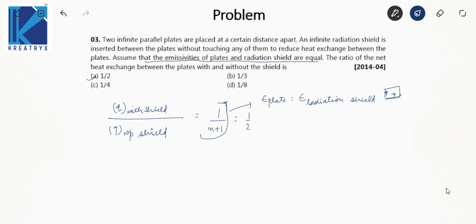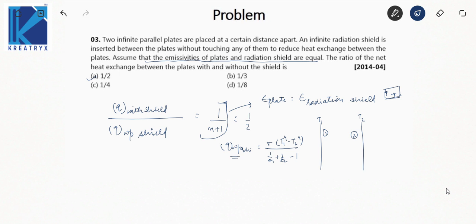What happens if the emissivity of the plate was not equal to the emissivity of the radiation shield? In that case, you would have to find Q with shield and without shield. So Q without shield will be, this is 1, this is 2, sigma, let this be T1, let this be T2, (T1 raised to the power 4 minus T2 raised to the power 4) upon (1 by epsilon 1 plus 1 by epsilon 2 minus 1). This is Q without shield.